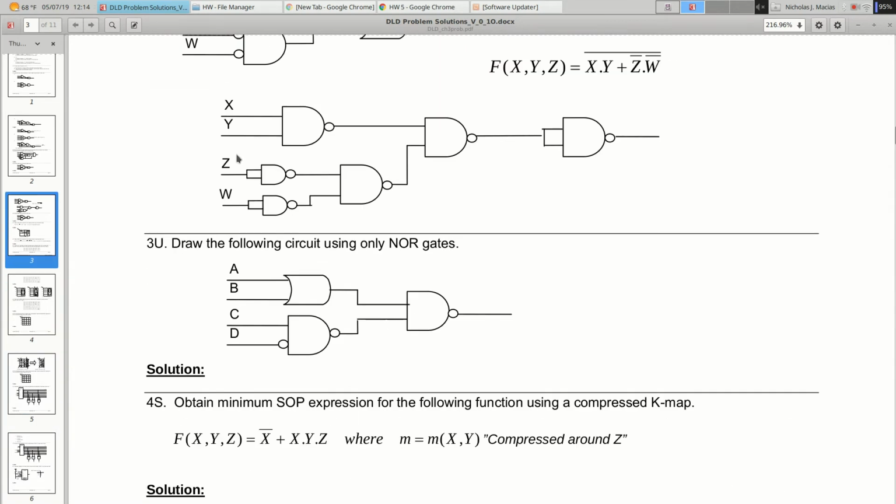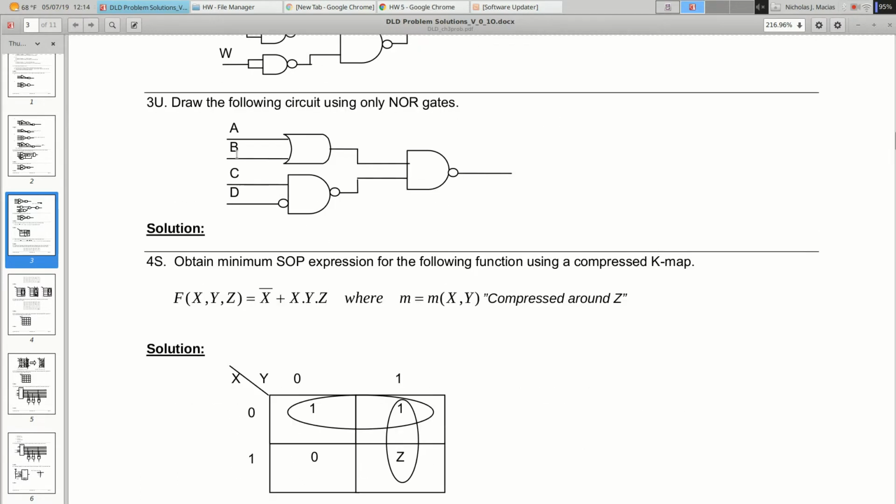Can you kind of, for like 3U, redrawing the circuit using only NOR? Yeah, this is tricky. So there's a few ways to go about this. And the goal here is just to get some practice with this idea of replacing one type of gate with one of these universal gates, a NOR or an AND. There's a few ways to do this. So one is to do this algebraically.